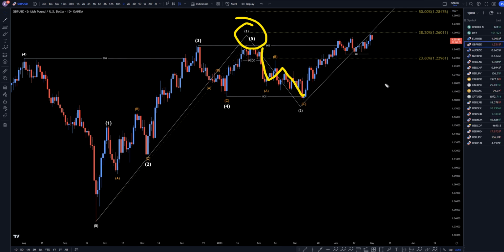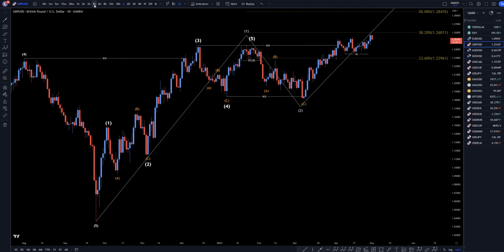But since we still don't have a break of structure to the downside yet, I'm still very bullish. I'm still looking at this move down as just maybe being another little pullback within a much bigger trend, which I think is a wave 3. So I'm definitely still looking for longs on shorter time frames.